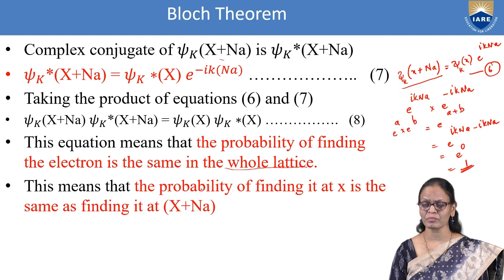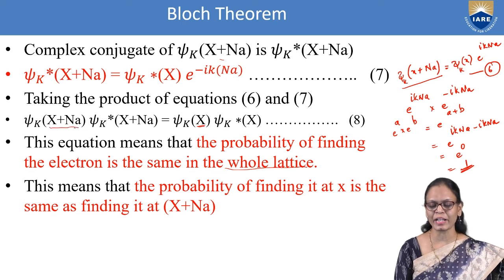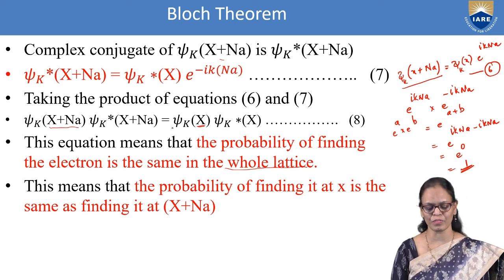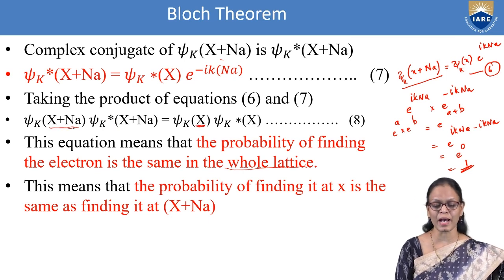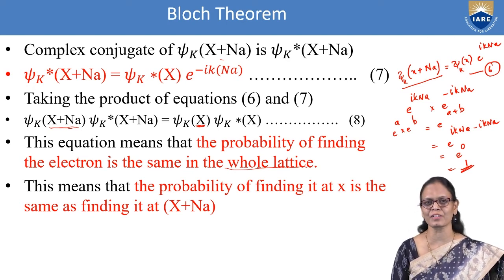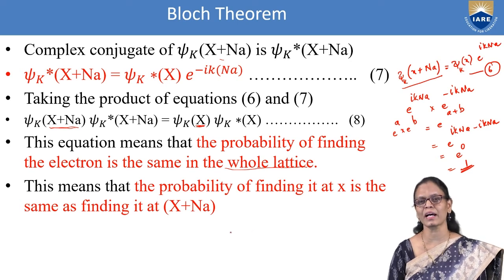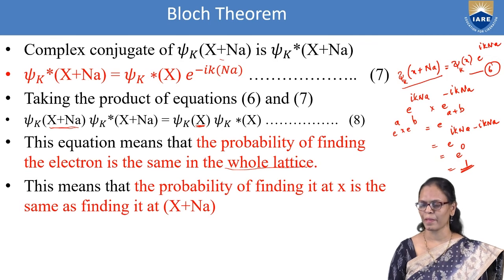Means what? Whatever the probability is of finding it at x is the same as finding it at x plus Na. Because you see the equation, whatever the probability at x is, it will be the same at x plus Na. So the probability of finding the particle or the electron is the same in the whole lattice. If you are taking the entire lattice, the probability remains the same.